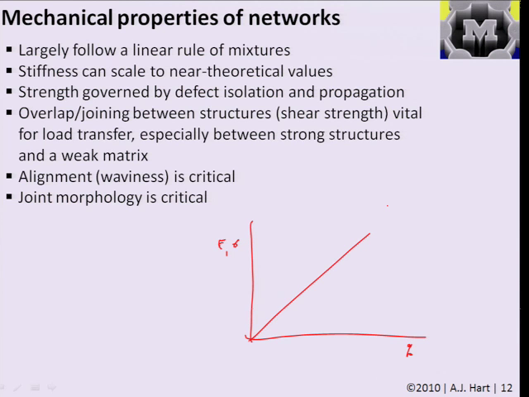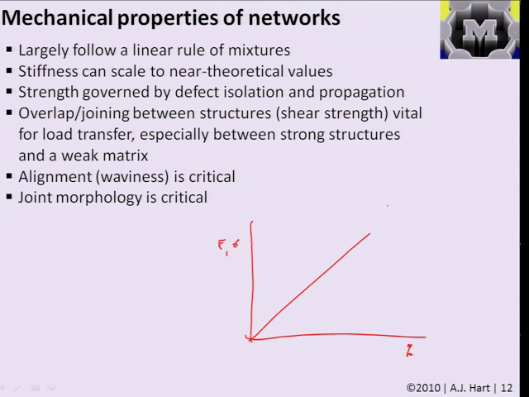We would also see that the strength of the material is governed by the ability of the total material to isolate defects. So defects can now be defects in the individual structures, and also can be flaws in the interaction between the structures and between the structures in the matrix. In this case, the kind of joining between the structures and also between the structures in the matrix is very important. And that gets to a lot of studies of the effect of the alignment of the structures or their intrinsic waviness, and also the morphology and structure of the joints.